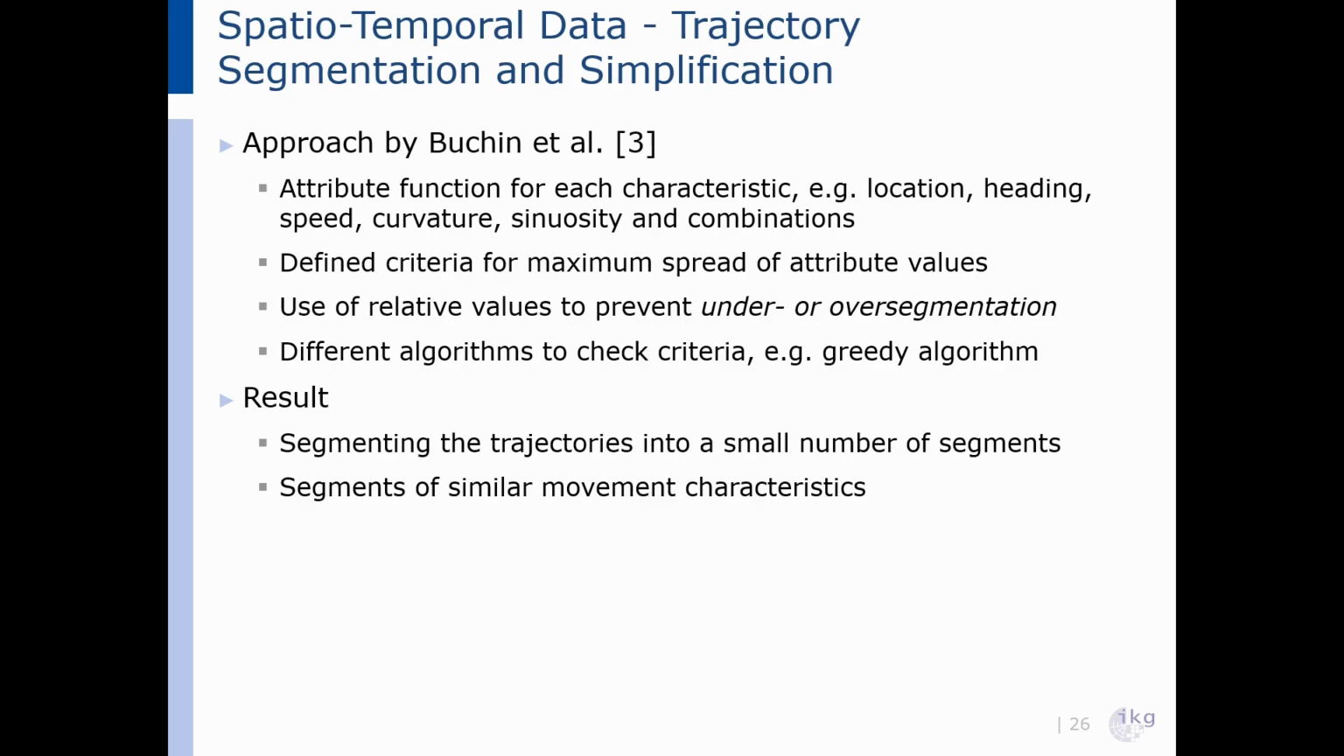For the actual implementation, different algorithms can be used. A simple one could be the greedy algorithm, which iteratively searches for places where the speed exceeds a given limit and then cuts a trajectory at those places. The result of this approach is a trajectory divided into a small number of segments, where each segment is relatively homogeneous in terms of movement characteristics. This makes it much easier to identify phases of behavior, for example, periods of steady walking, phases of acceleration, or periods of irregular movement.